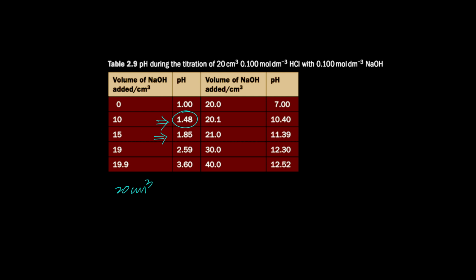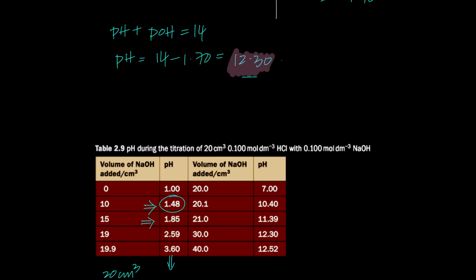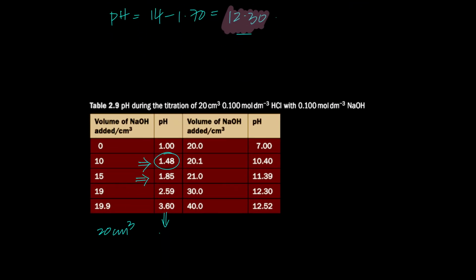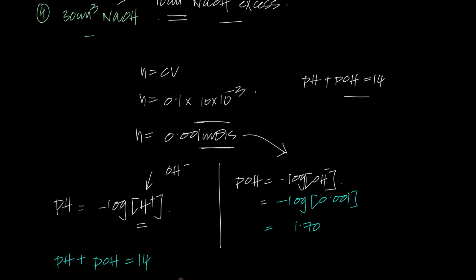What would be the pH at 20 cm cube? My question to you guys is, what would be the pH at exactly 20 cm cube? What would happen? It would be, sir, please scroll up. It would be pH 7, right?